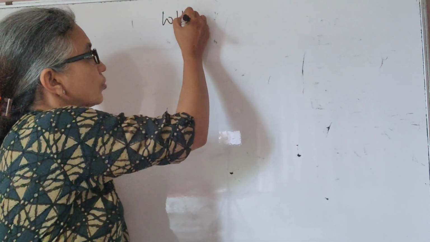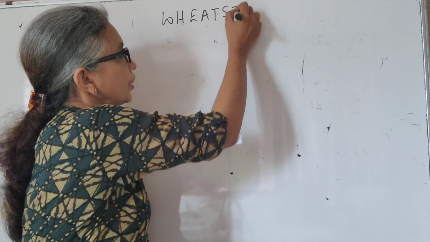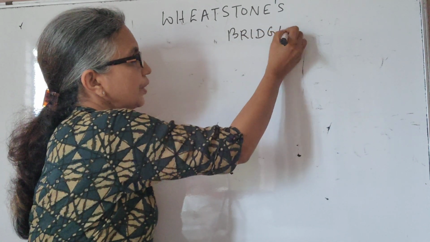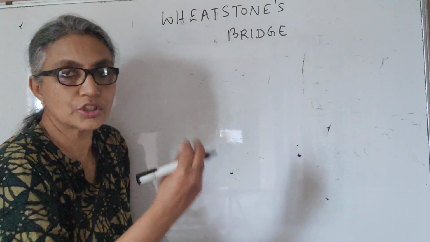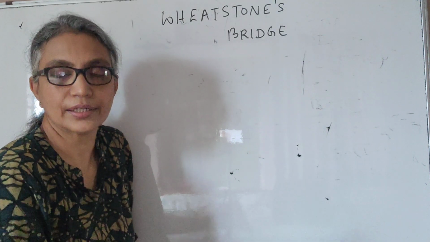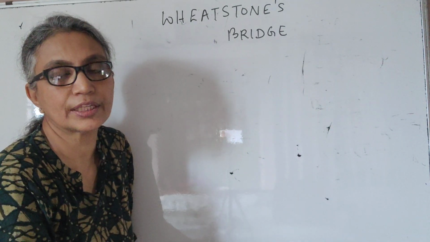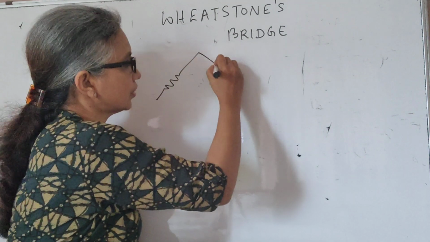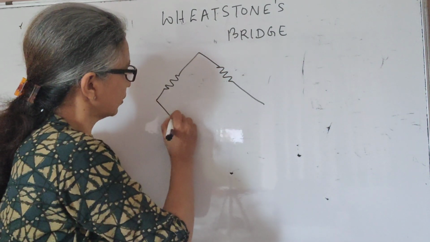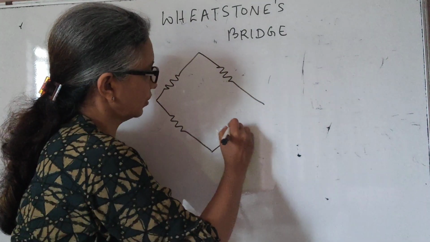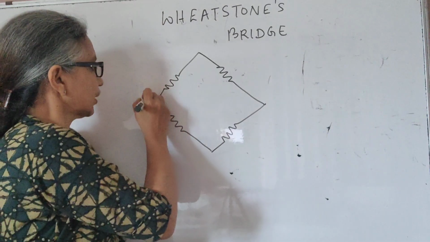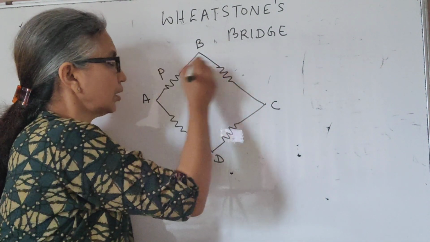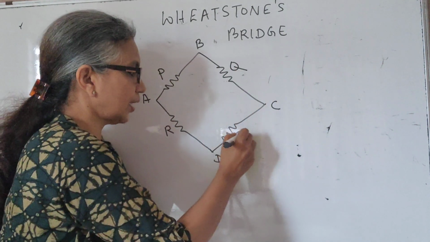We have the Wheatstone's bridge. Now this Wheatstone's bridge is nothing but an arrangement of resistors along with a cell and a galvanometer, which will help you to find out the value of an unknown resistor. So we have 4 resistances like this. Let's call this A, B, C, D. We have placed resistors P, Q, and let's call this R and this S.